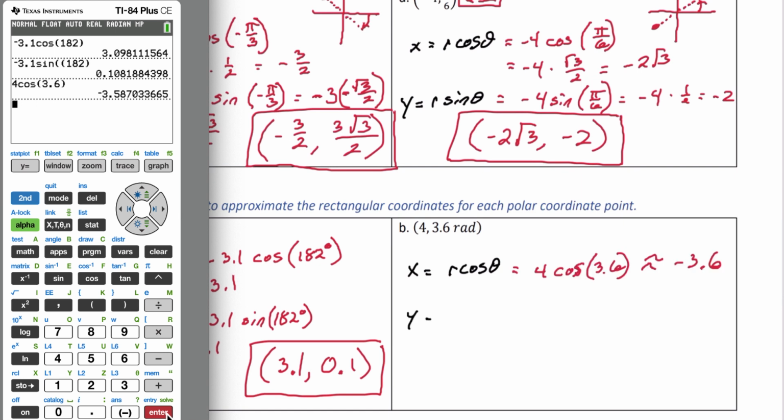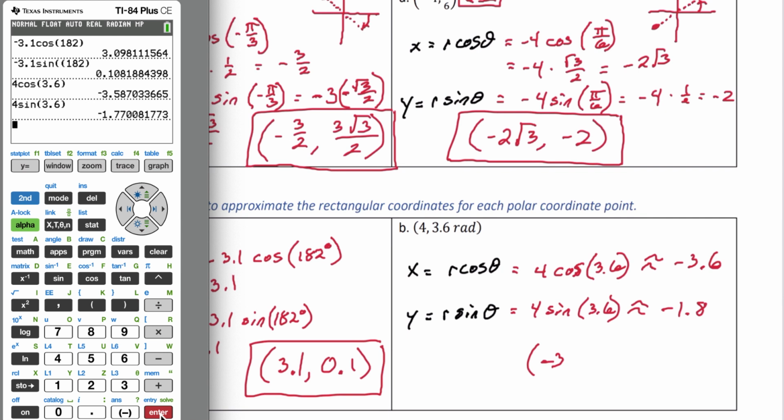To calculate y, we take r and multiply by sine theta. R in this case is 4. Theta is 3.6 radians. Back to the calculator. For sine, we're already in radians. We just need to type in 3.6. And here we get a y value of roughly negative 1.8. So our rectangular coordinate is approximately negative 3.6, comma, negative 1.8.